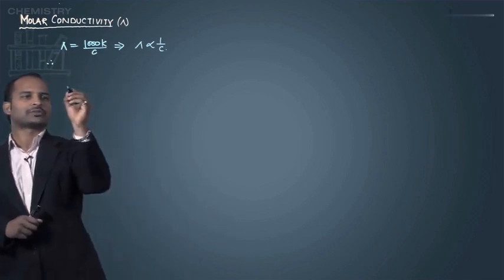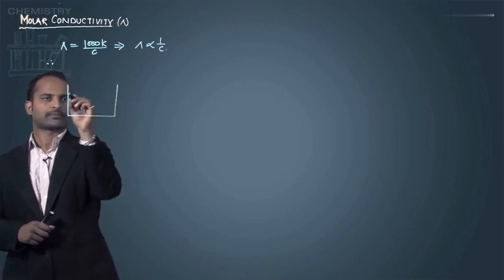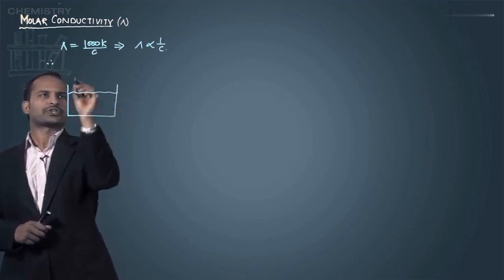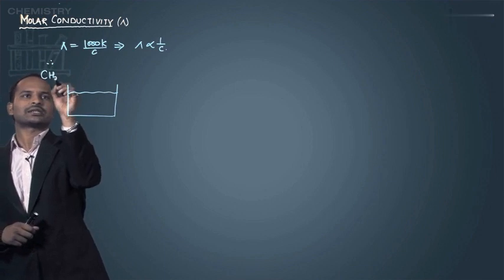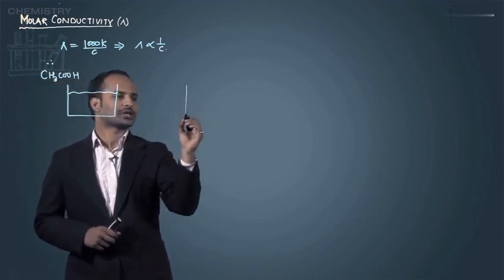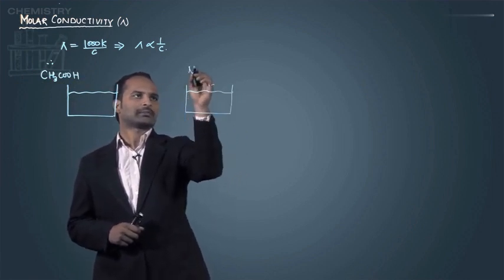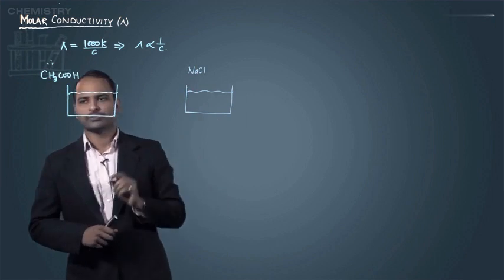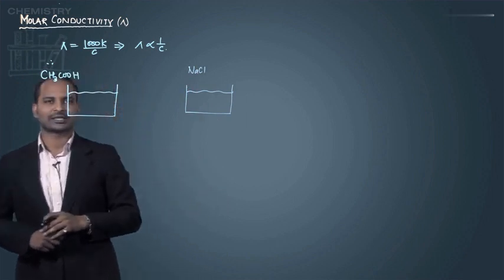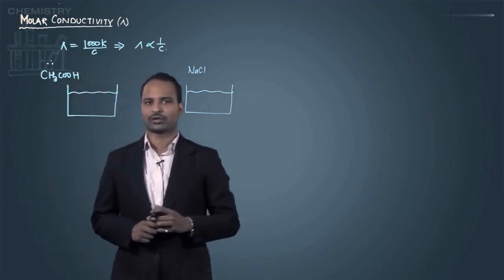For example, suppose here I have two solutions. The first one is containing acetic acid, that is CH3COOH, while there is another solution which contains a strong electrolyte, that is NaCl. So we have two electrolytes. The first one is acetic acid and the second one is NaCl. Acetic acid is a weak electrolyte and NaCl is a strong one.